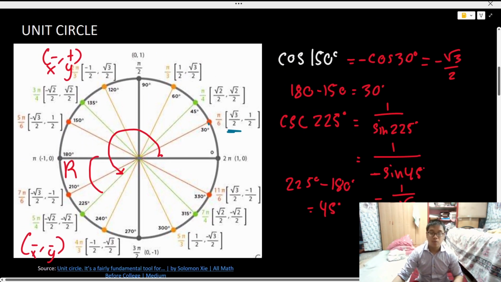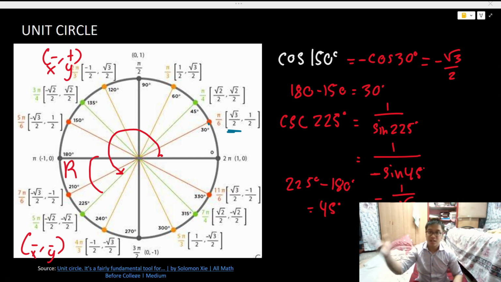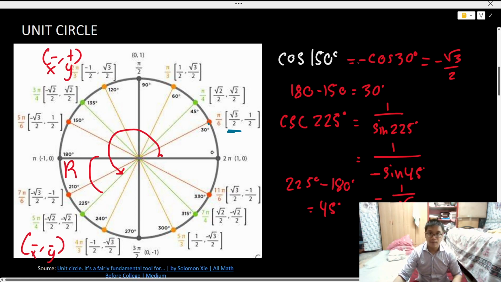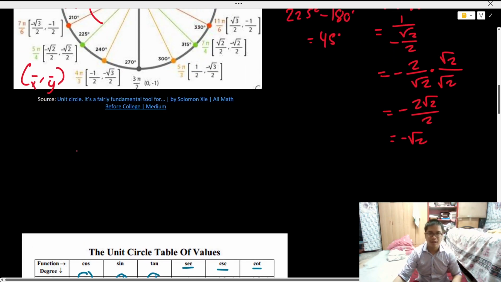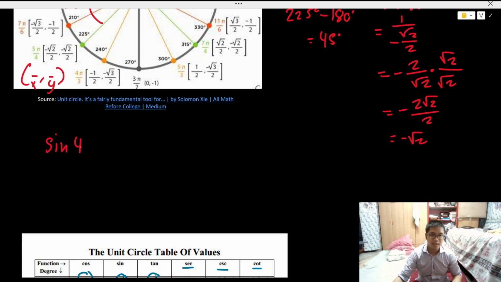So what if the angle is greater than 360 degrees? What if it's less than 0 degrees? Then find a coterminal angle. Make that coterminal angle within 0 degrees to 360 degrees. Then do the reference angle. Let me give you an example: sine 450 degrees.